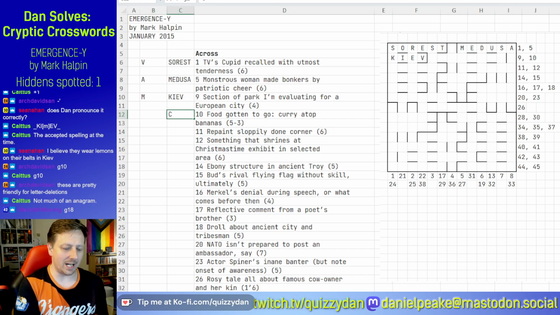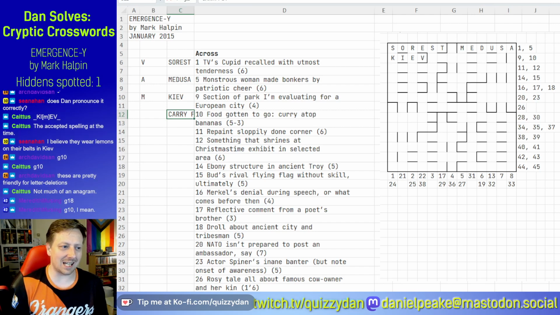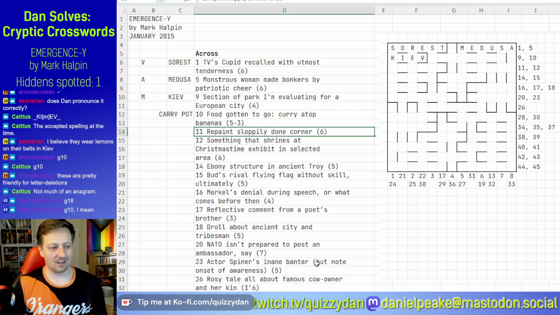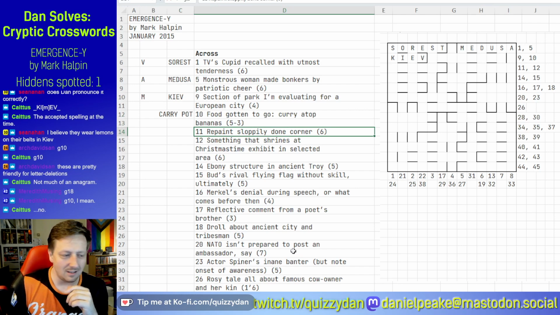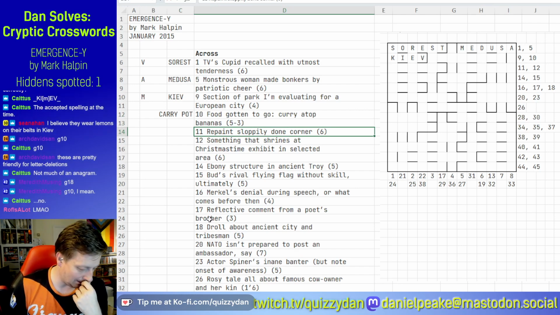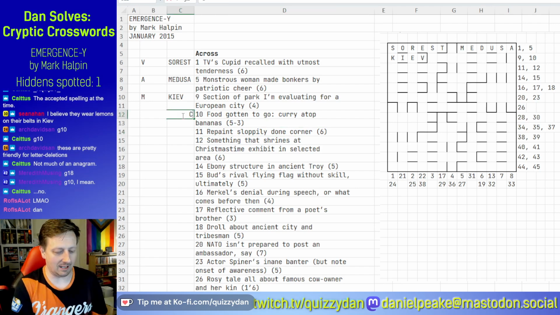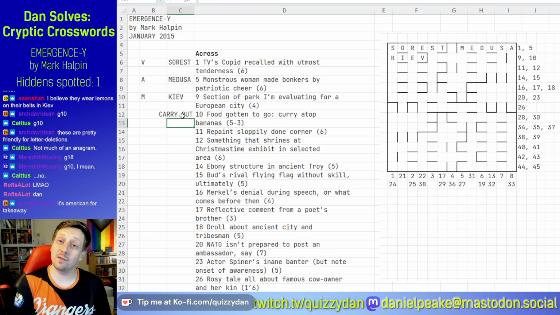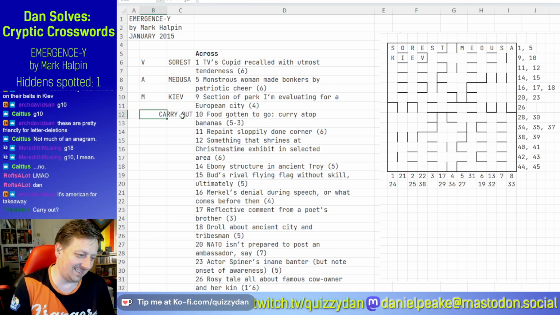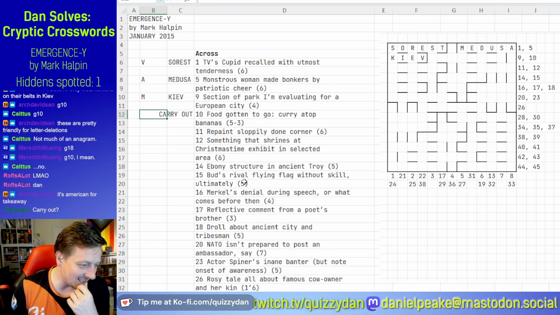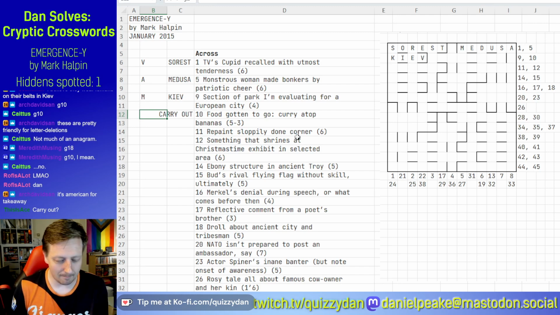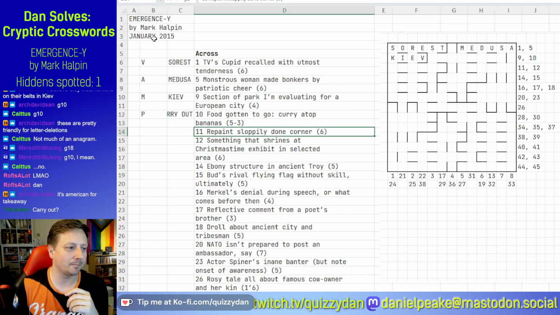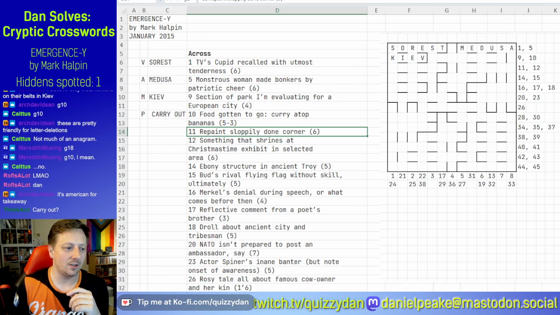Is it therefore a carry pot? Is that a thing, a carry pot? No, a carry out. A carry out. So, it was enough to fool me. So what letter is not in carry out that is in curry atop? There's no P. We'll take the P out. And let's do that.